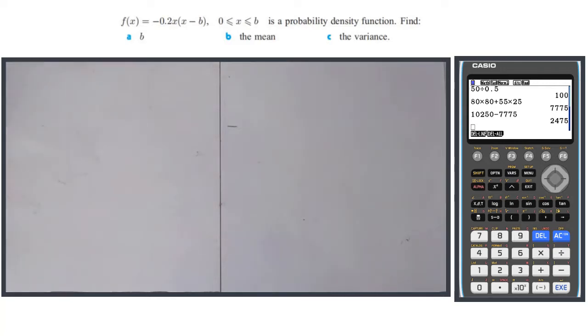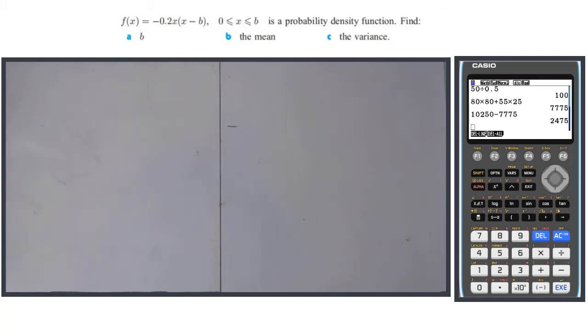f(x) = -0.2x(x - b), where x is between 0 and b inclusive. This is a probability distribution function. We need to find b for part A, the mean for part B, and the variance for part C.